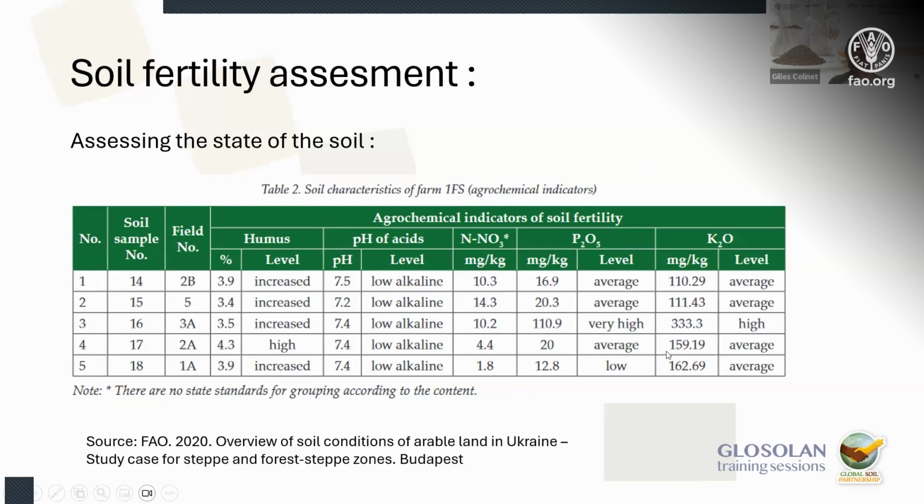Here is a table that I found for Ukraine. So there are agrochemical indicators of soil fertility, and classification of pH, of P2O5, of K2O, and so on, with average, high, low, and so on. So there are standards in Ukraine. I don't know them. If you have this classification system, I would be interested to have it. But yeah, it means that usually every country has systems that can refer to local references.